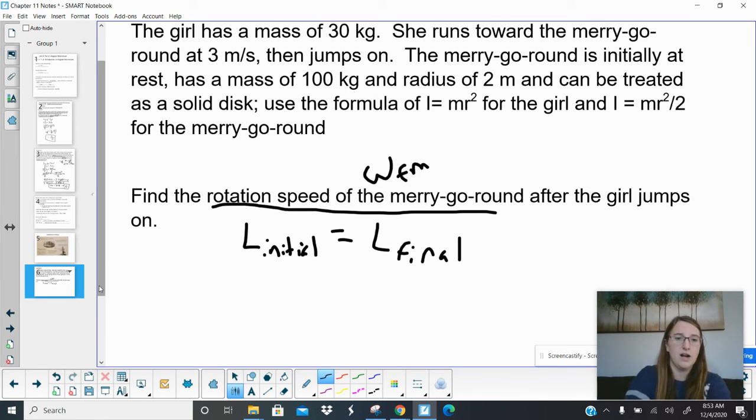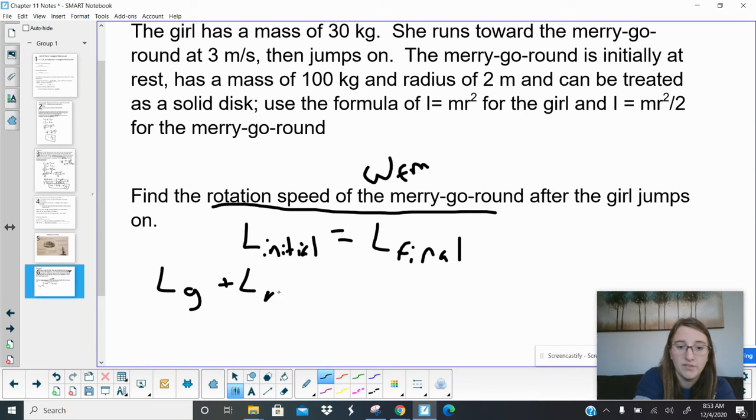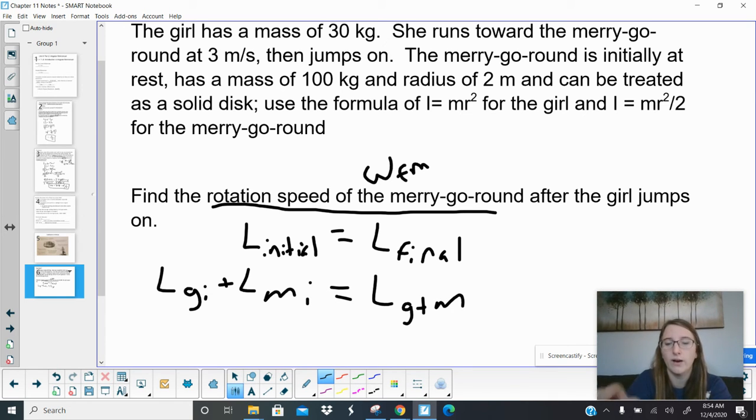So let's break some stuff down here. Initially, we have the angular momentum of the girl and the angular momentum of the merry-go-round, initial. Then we have the angular momentum of the girl plus the merry-go-round. We can put it that way, we're just going to have to be careful a little bit later. Because again, they are one object at that point. They technically do have one angular momentum. It's just going to be a little bit different later.